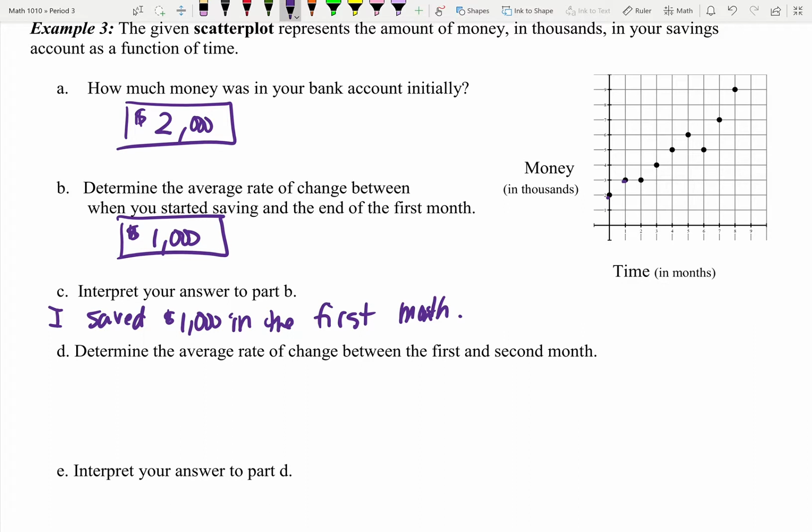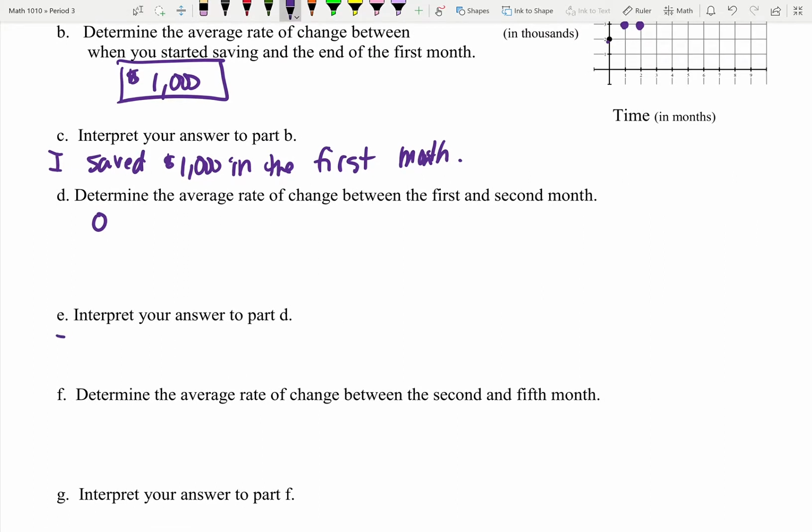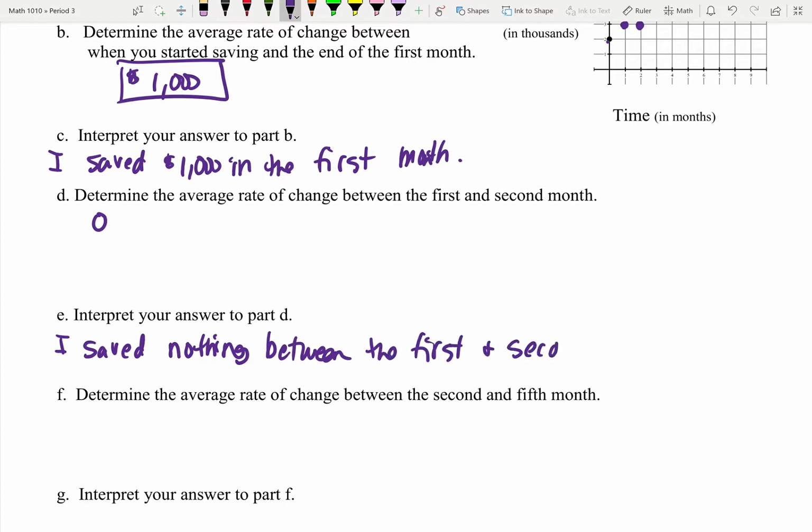Good, honey. Determine the average rate of change now between the first and the second. So look at the graph. How much did it change between first and second? What's the answer to the question? 0, right? Here's the second, here's the first, here's the second. What did it change? 0. Interpret the answer, okay? So I'm going to say, I saved nothing between the first and second month.